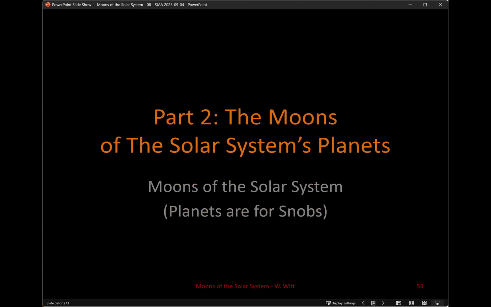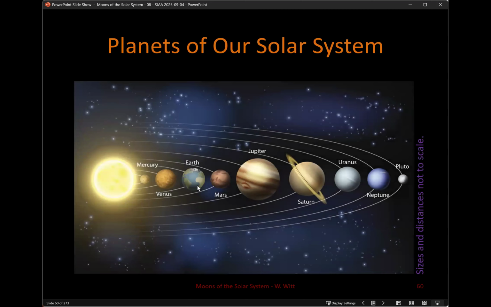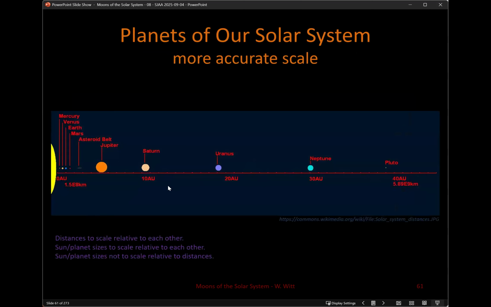All right. Now, armed with this general knowledge, let's talk about moons of the solar system's planets. Again, here's our artist's rendition of what our solar system looks like, with Mercury, Venus, Earth, Mars, Jupiter, Saturn, Uranus, Neptune, and our little favorite, Pluto over here. Now, the scale of this is really all wrong. So instead, let's look at this picture for a moment. Here, we see much more accurately how the planets are spaced out.